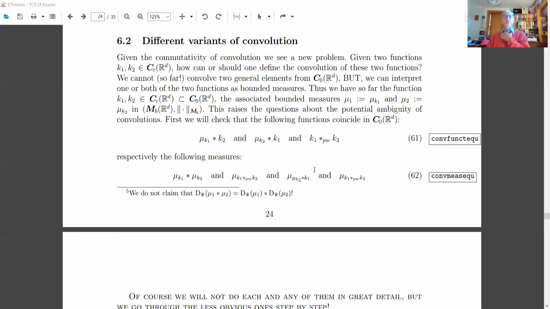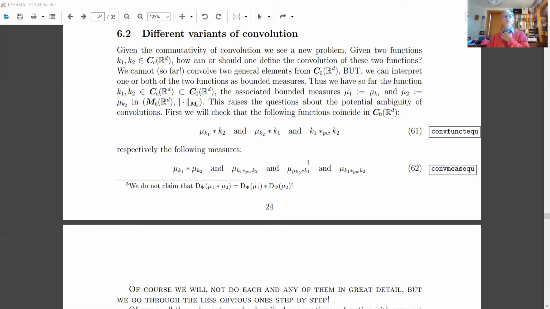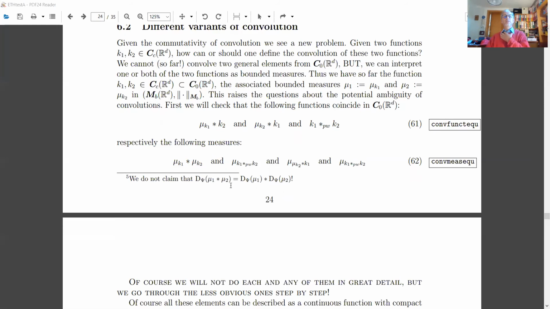I also wanted to mention that we are not claiming that discretization is completely compatible with convolution. We have seen it's only approximate, so you cannot say that the discrete version with a psi, or even another psi, of mu1 convolved with mu2 is the same as the composition of the discrete measures. So we have to be careful about this here.